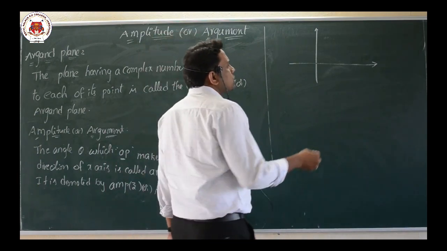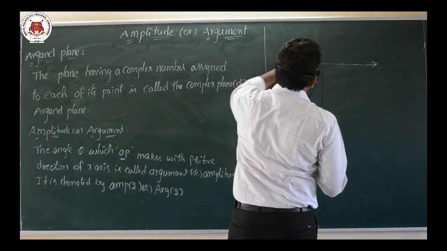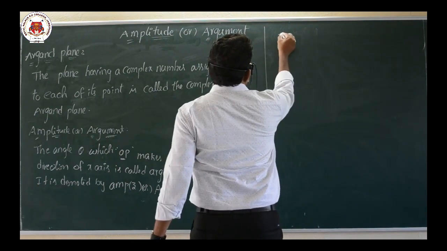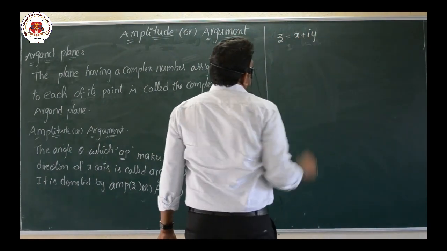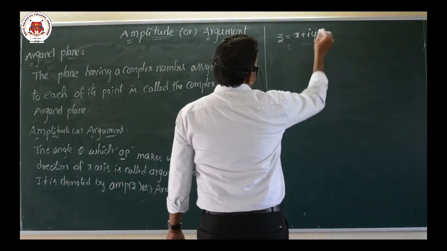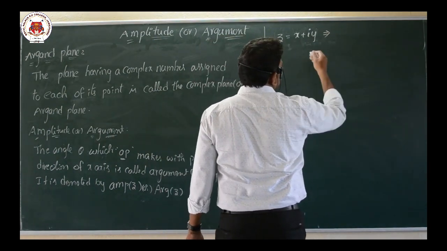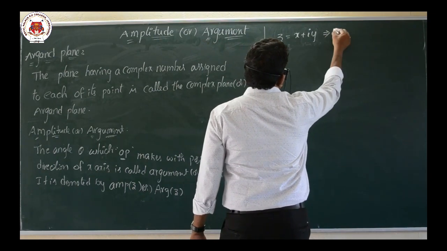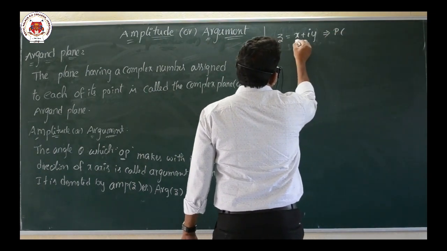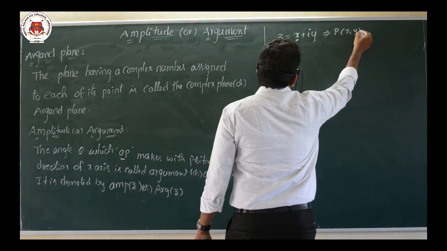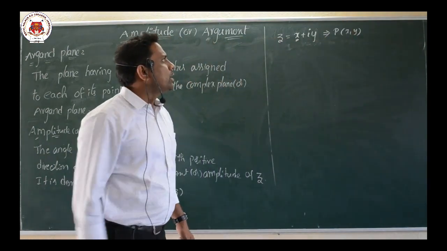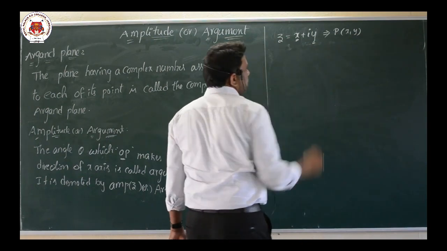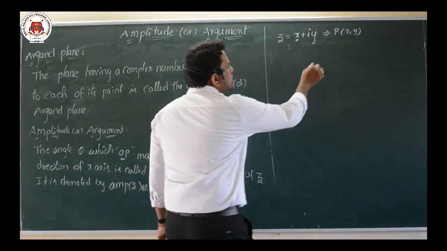Why, sir? Because first of all I am going to take one complex number z equal to x plus iy. In this z equal to x plus iy, we can represent it in the form of an ordered pair. So this ordered pair is nothing but (x, y), meaning this complex number is represented in the form of the point (x, y). First the real part, next the imaginary part.